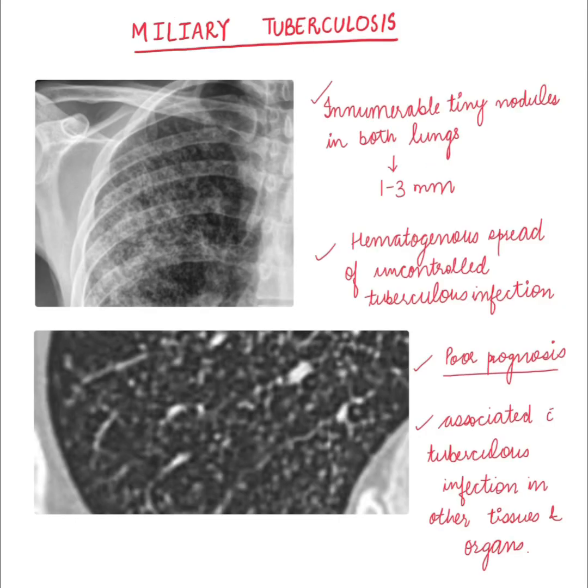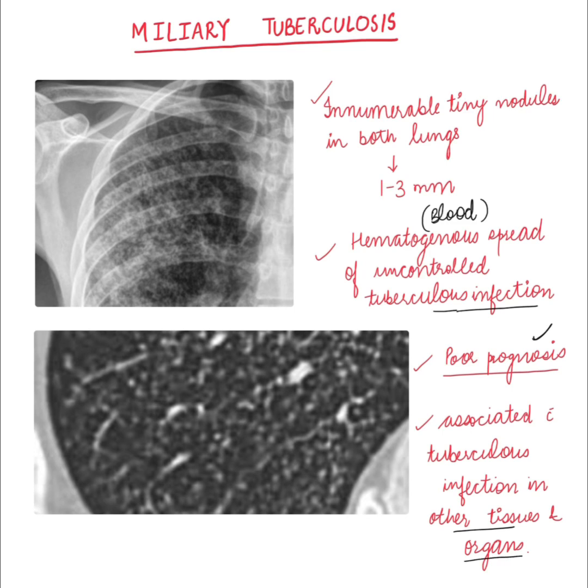Next is miliary tuberculosis. In miliary tuberculosis, there is hematogenous spread of the uncontrolled tuberculous infection. So, through the blood, there is spread of the infection. It carries a relatively poor prognosis. It is associated with tubercular infections in other tissues and body organs.